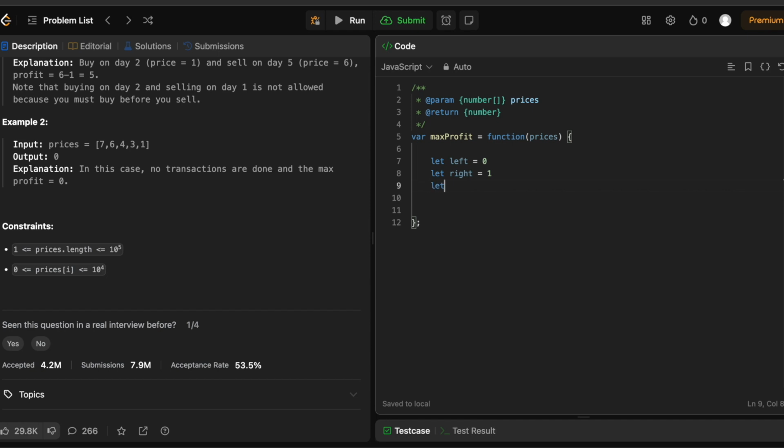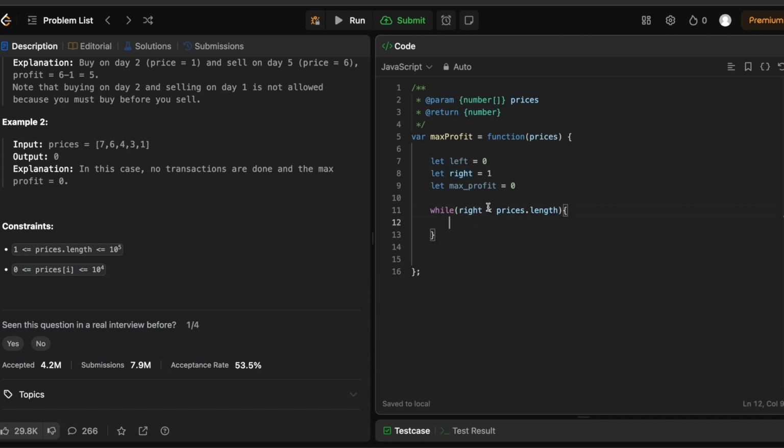So I'm going to set let maxProfit equal to 0. And we're setting this to 0 because we haven't made any profit yet. And also in the case that the numbers just keep going down, we'll have our max profit at 0 because no transactions will have been done and we can just return that. Now I'm going to set a while loop. I'm going to say while right is less than prices.length. So we're looping through the array.